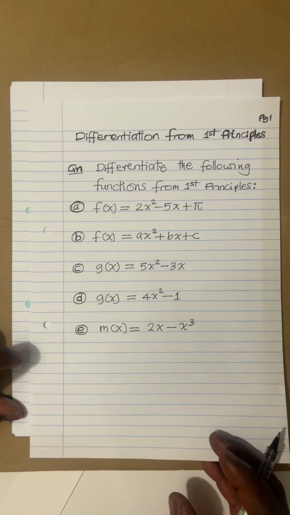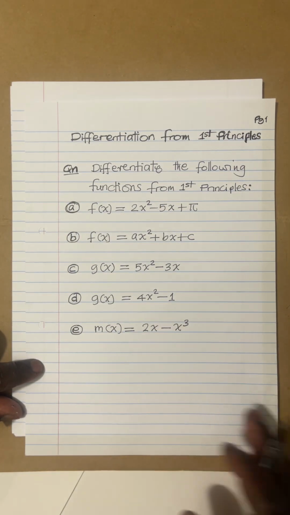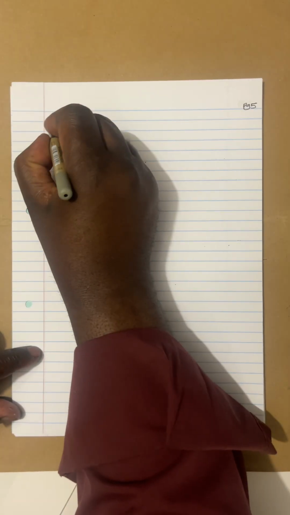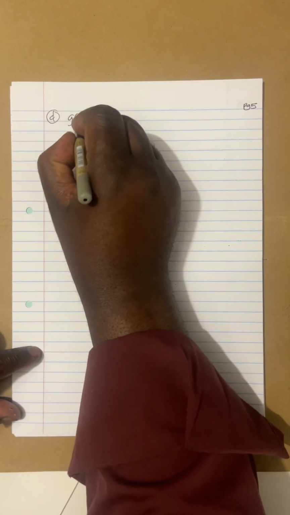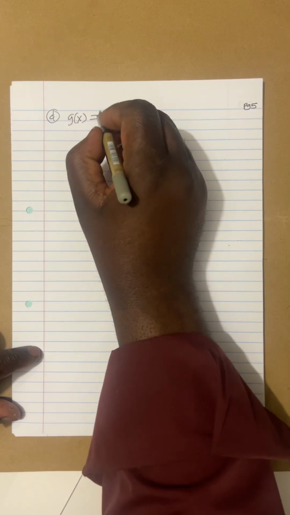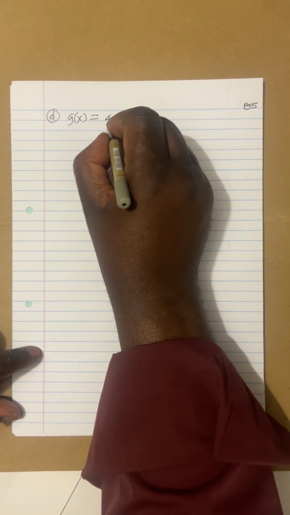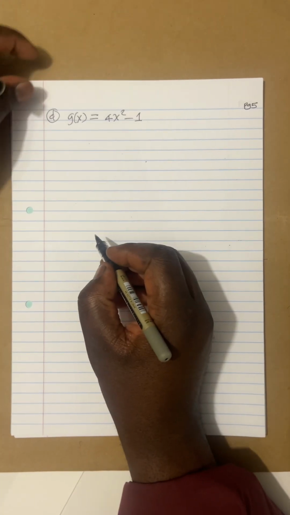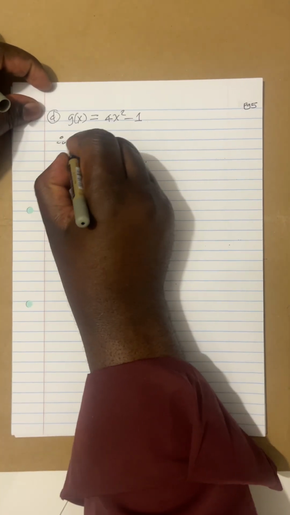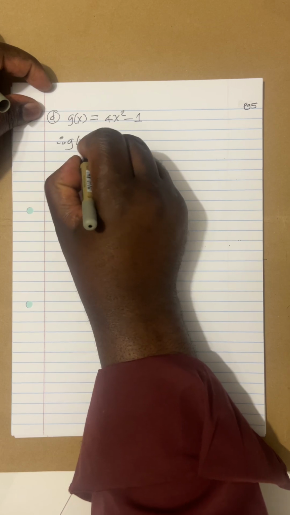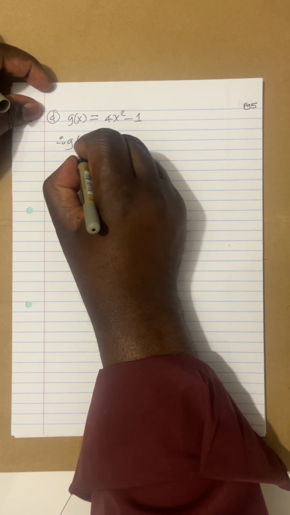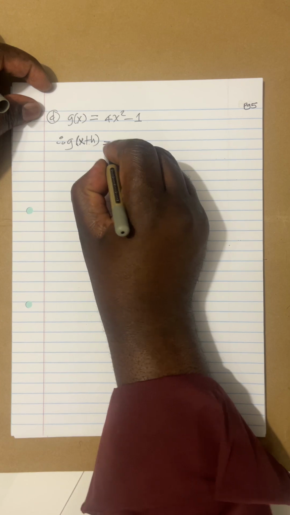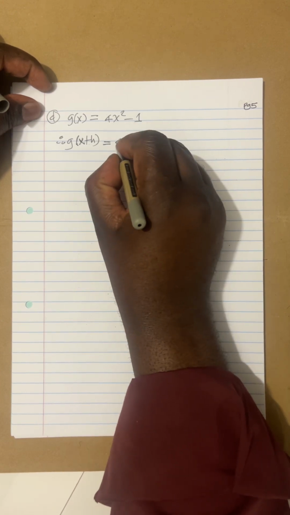Number D, we have g of x equals 4x squared minus 1. So number D, g of x is equal to 4x squared minus 1. Now, the same procedure. Therefore, g of x plus h is going to be equal to, where there's x, place x plus h.